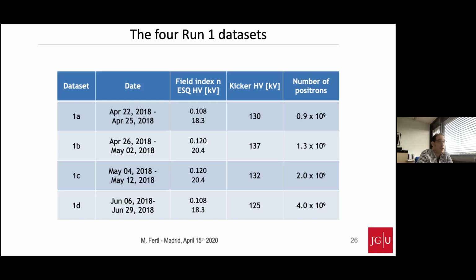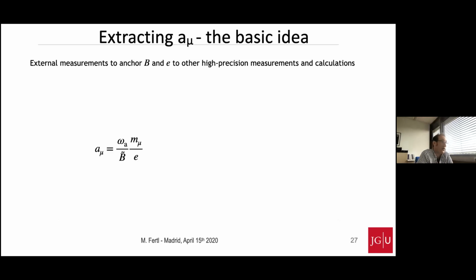So the basic idea of our experiment, if we come back to it, is we want to extract the anomalous magnetic moment from a measurement of the anomalous precession frequency and the magnetic field. And to do so, we actually anchor this equation to other high precision measurements and calculations.